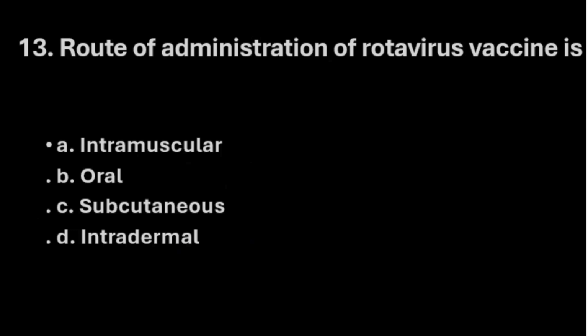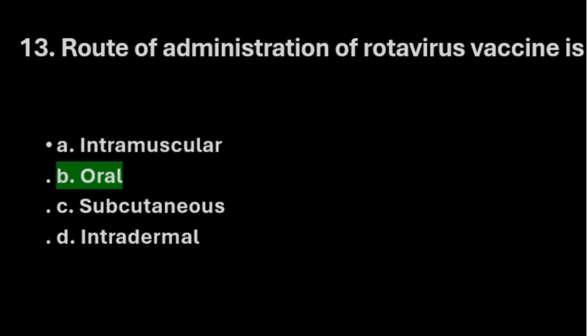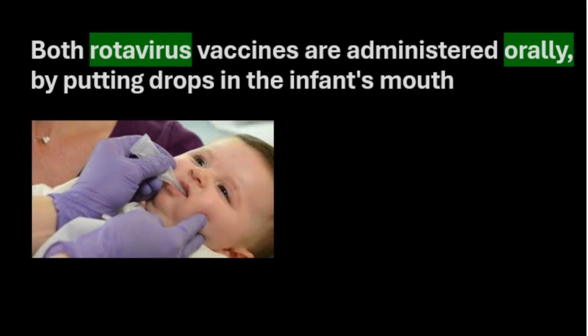Next question. Route of administration of rotavirus vaccine is option A, intramuscular, option B, oral, option C, subcutaneous, and option D, intradermal. The right answer we will see here. The right answer is option B, oral. Both rotavirus vaccines are administered orally by putting drops in the infant's mouth.